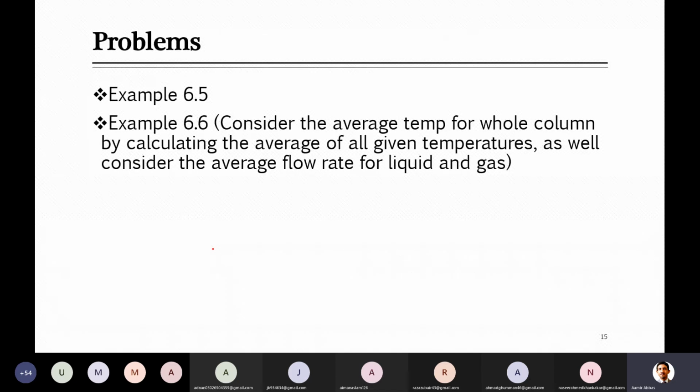Related to this, there are two examples, 6.5 and 6.6. I advise you to solve those, and if you have any problem, just come back to me. You can ask in any lecture, or even without lecture you can drop an email or text. As mentioned here, when you solve example 6.6, you have to use the average temperature.